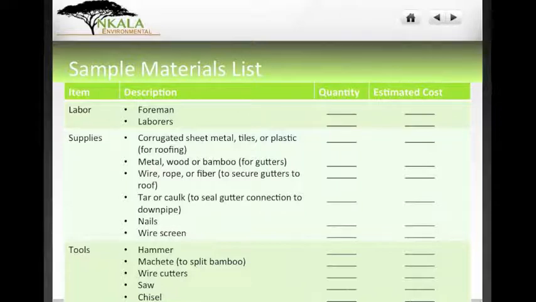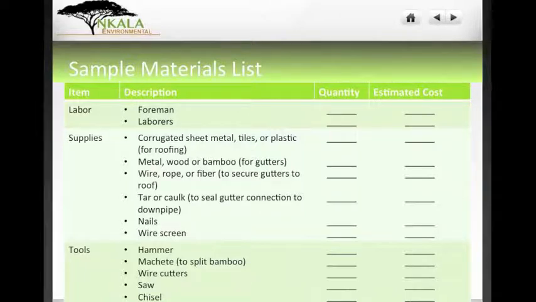You'll need wire, rope, or fiber, something to secure your gutters to your roof. You'll need some type of adhesive to make your connections to your downpipe. You need nails and wire screen, all these types of supplies. You want to make sure you detail them in the supply list.